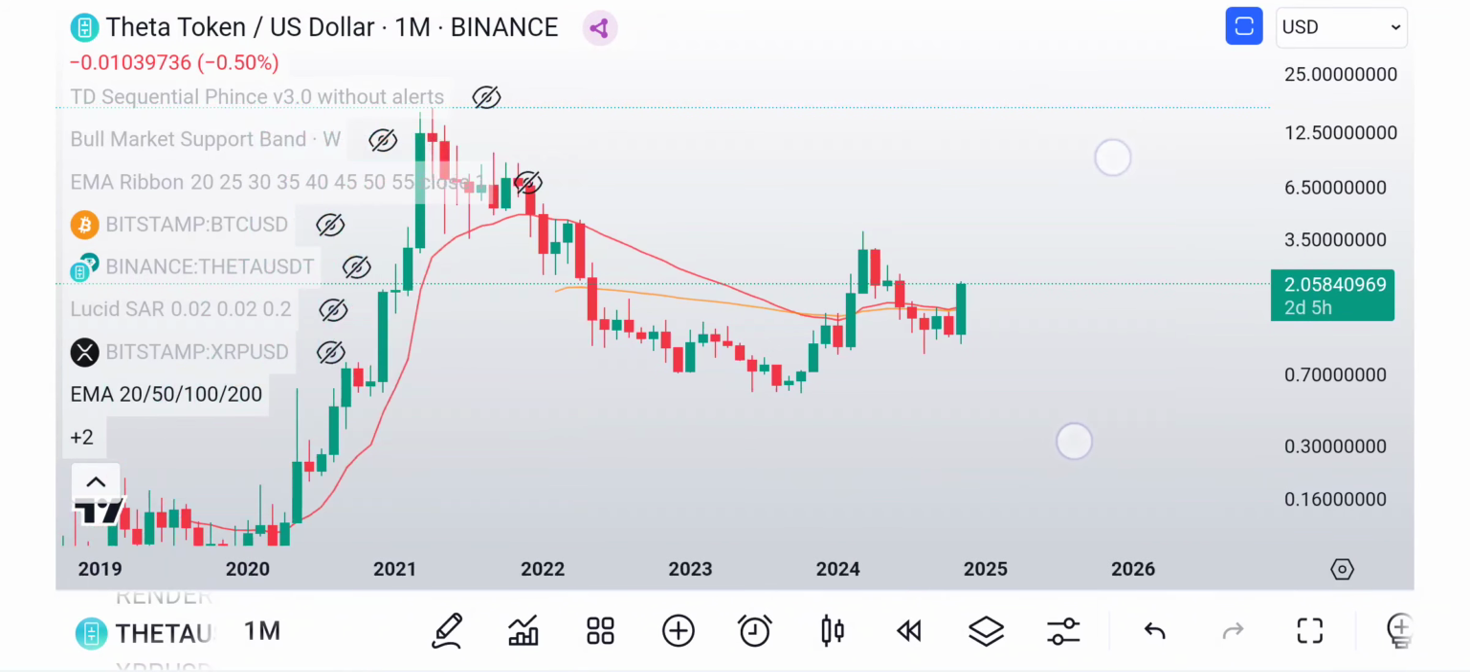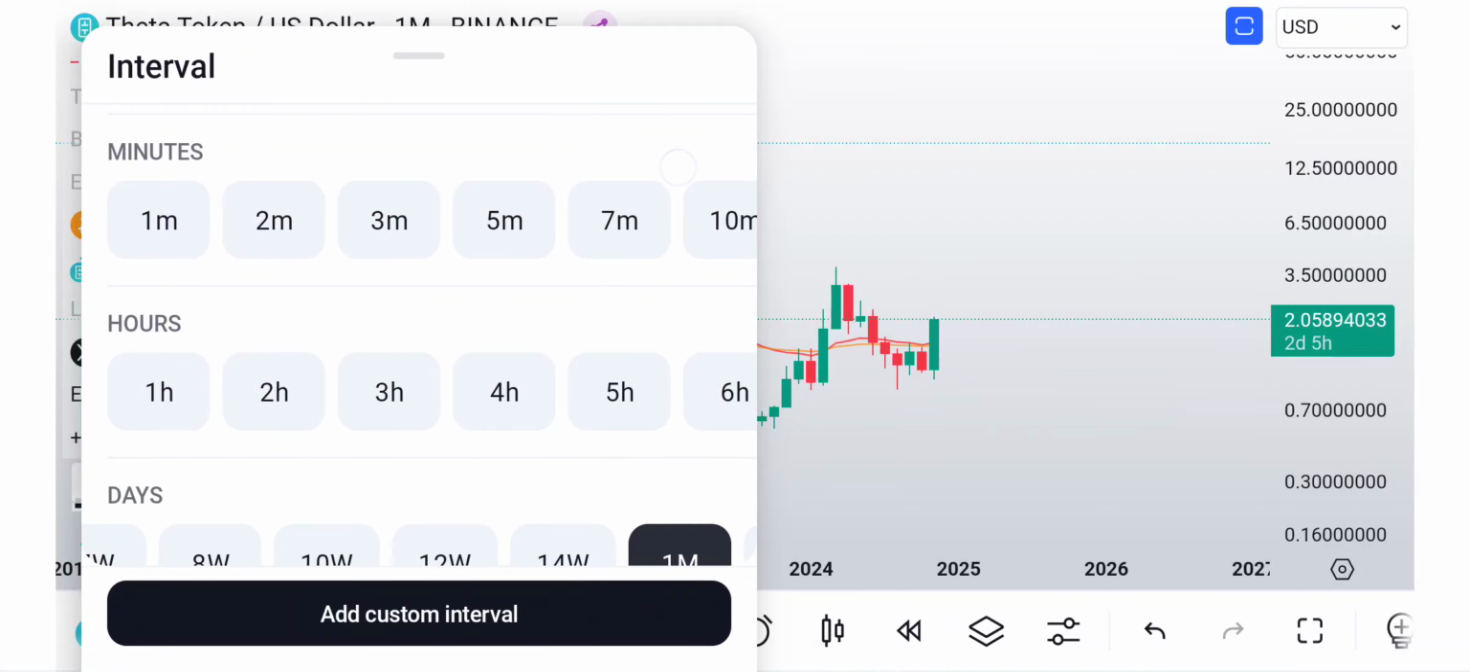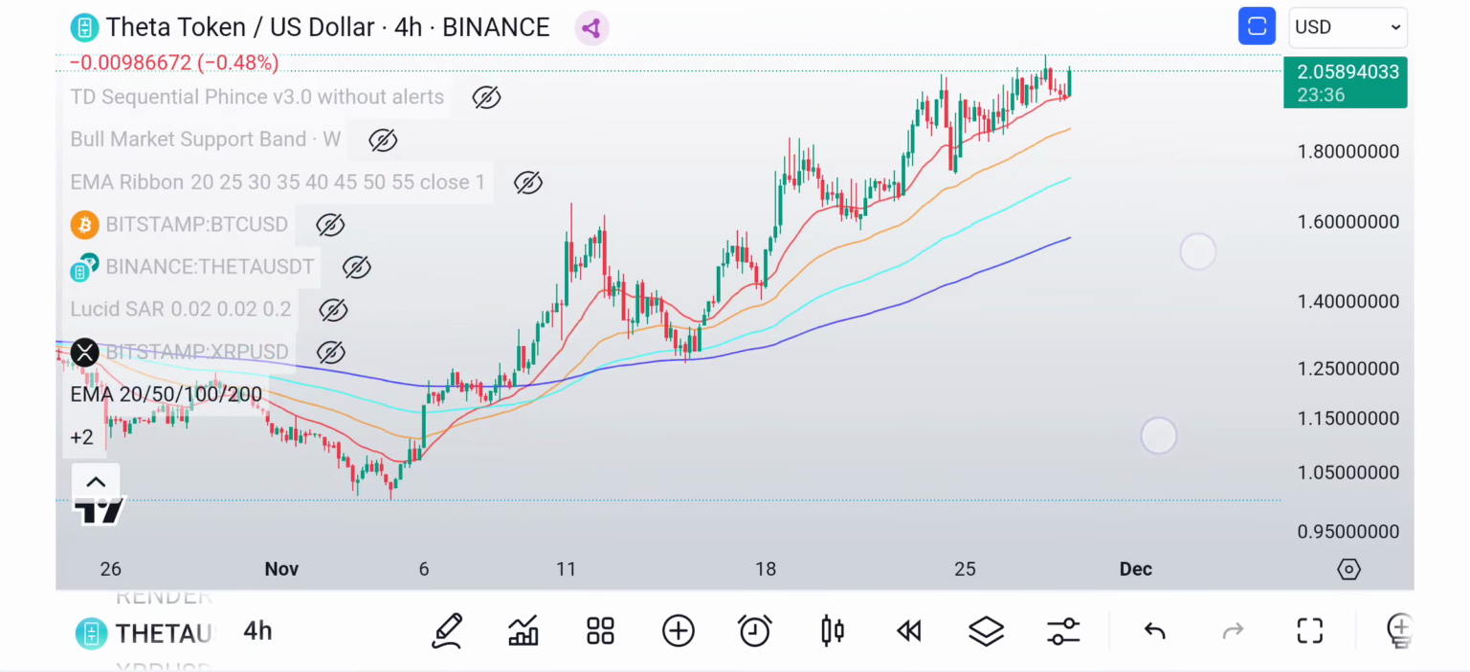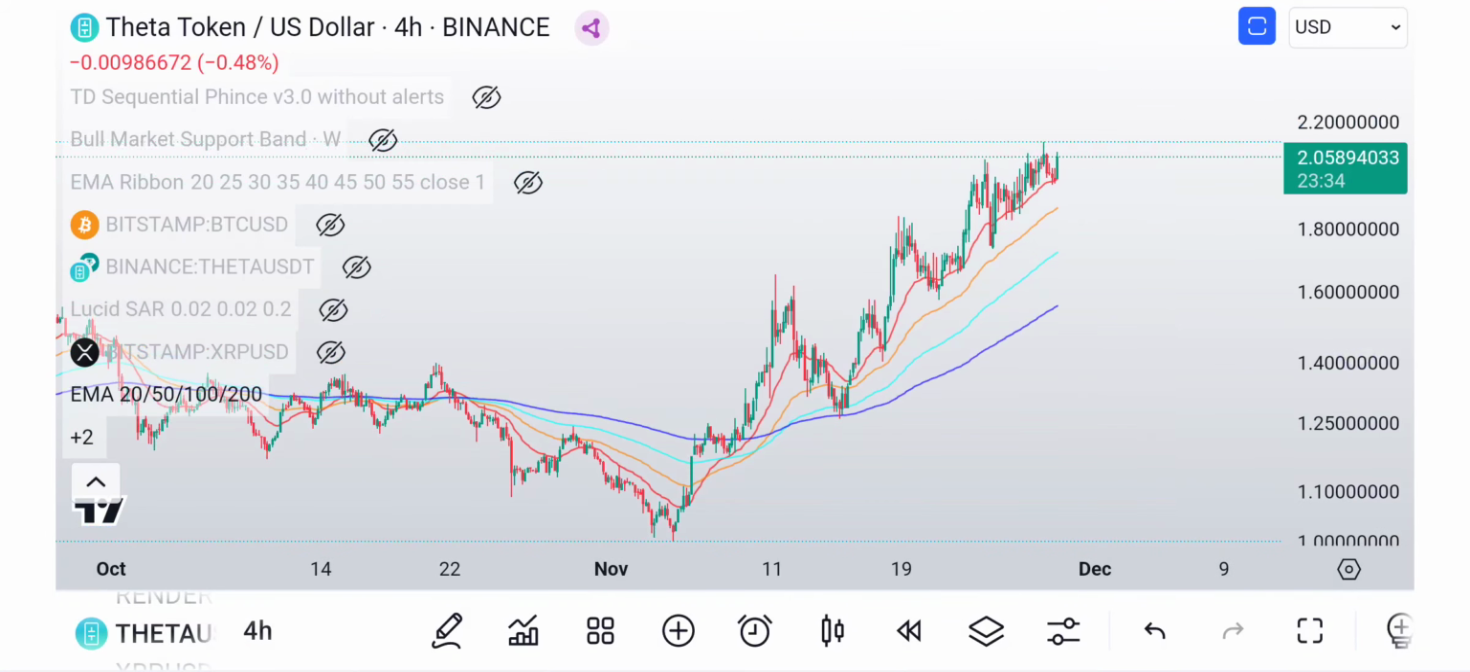But that's pretty much it for Theta. All right, let's look at the wave structure real quick. Not really much has changed.